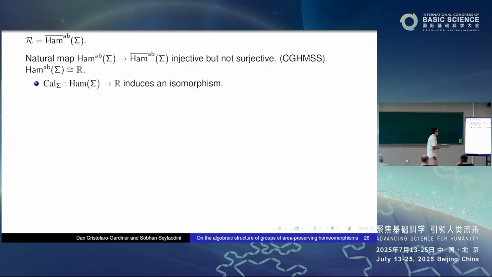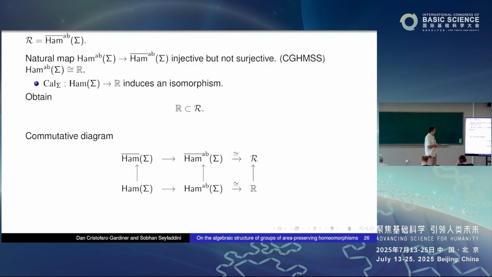So we've got this line explaining why the abelianization of the smooth group is the real line. So we can view the real line as sitting inside this curly R, the abelianization of Hamiltonian homeomorphisms of the disk. And now we have a commutative diagram that looks like this. The right-hand side is just labeling for these groups, so just focus on the left-hand side.